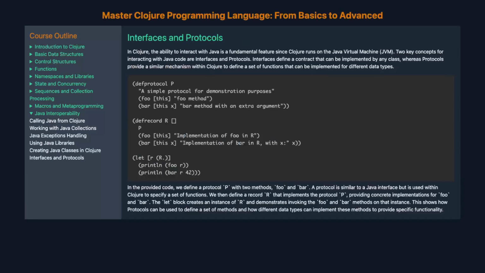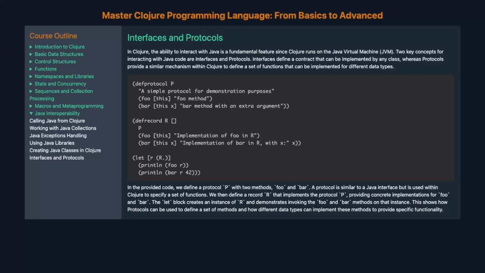In Clojure, the ability to interact with Java is a fundamental feature since Clojure runs on the Java Virtual Machine, JVM. Two key concepts for interacting with Java code are interfaces and protocols. Interfaces define a contract that can be implemented by any class, whereas protocols provide a similar mechanism within Clojure to define a set of functions that can be implemented for different data types.